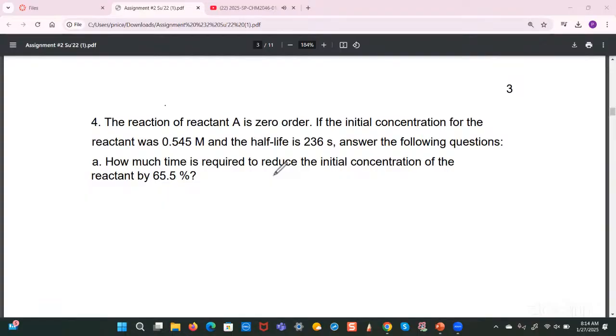by 65.5%, right? So what I would do is, this would be the initial concentration, right? So the concentration of A would be reduced by 65.5%. So what does that mean? That means that the concentration of A at that time would be 0.545 M minus 65.5% of M, right? So I'll put 0.655 times 0.545 M. Should be zero here, all right?